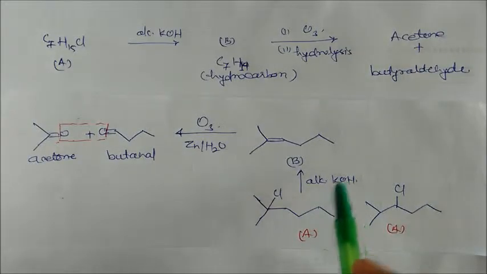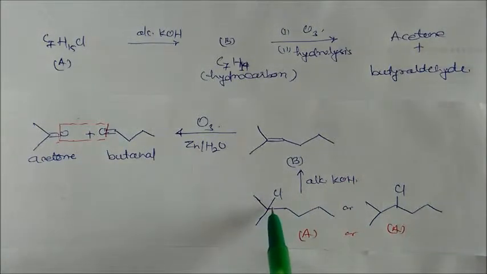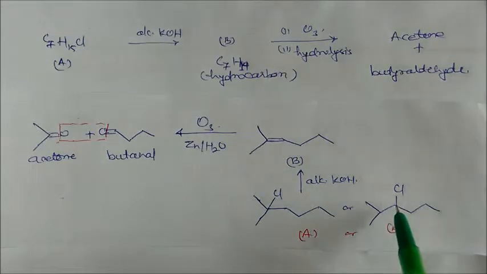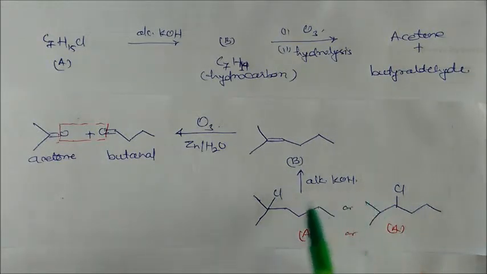This means we can attach Cl this side or we can attach Cl this side. So on alcoholic KOH we can get this type of alkene. So there are two structures of A, this and this can be possible.